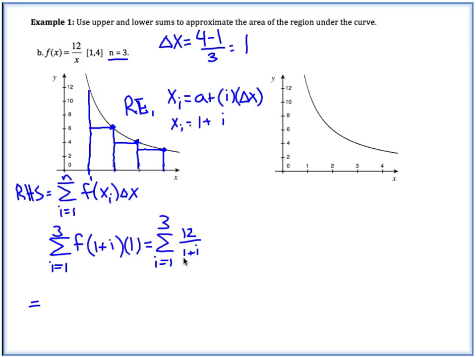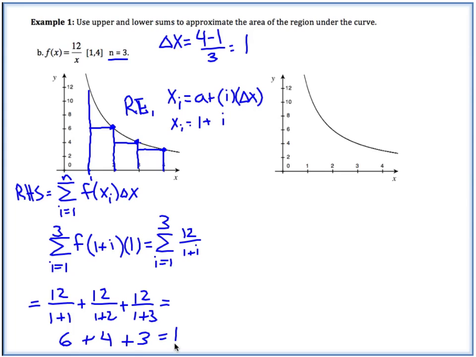And so let's go ahead and just solve it. It's only 1 to 3. So we do 12 over 1 plus 1, plus 12 over 1 plus 2, plus 12 over 1 plus 3. And so this gives me 12 over 2, which is 6. This gives me 12 over 3, which is 4. And then 12 over 4, 3. And so my total answer here is 13. Okay, and remember that is my lower sum here.